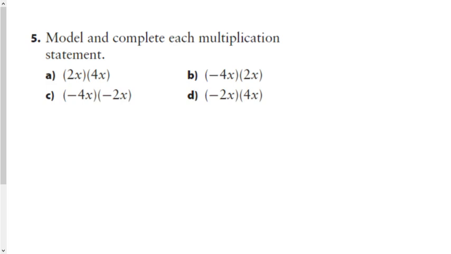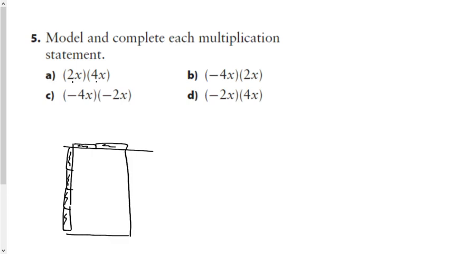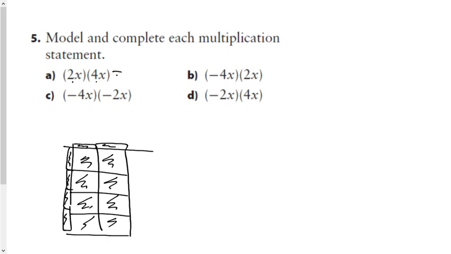Question 5 says model and complete each of the multiplications. So here we have our area model. 2x times 4x would be 1x, 2x, multiplied by 1x, 2x, 3x, 4x, which are solid. And the area inside, we complete the box. We simply carve out where the pieces are. We ask ourselves, are those going to be positive or negative? They are positive. So therefore, there is our solution, equals 8x squared.